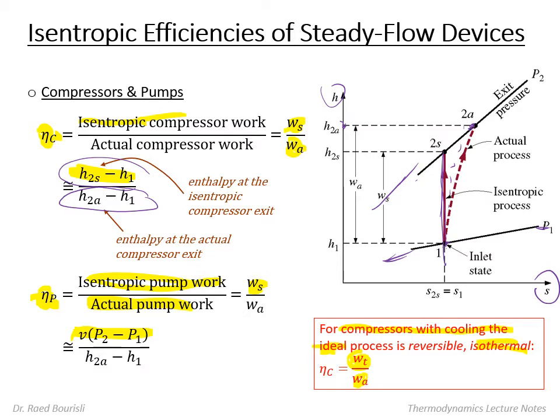So it's not an isentropic process that is the ideal, but the isothermal process, which is ideal if I have multi-stage compression.